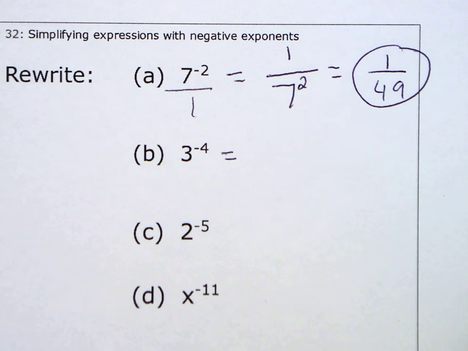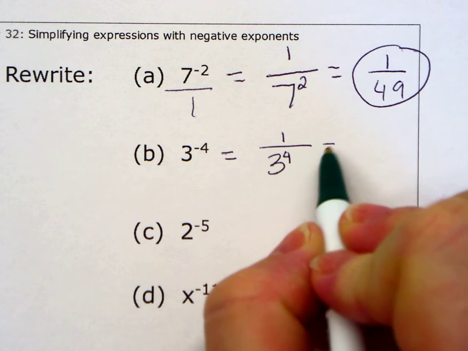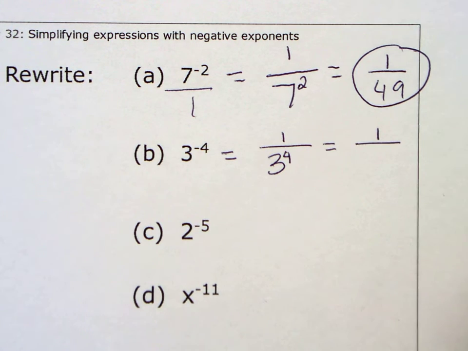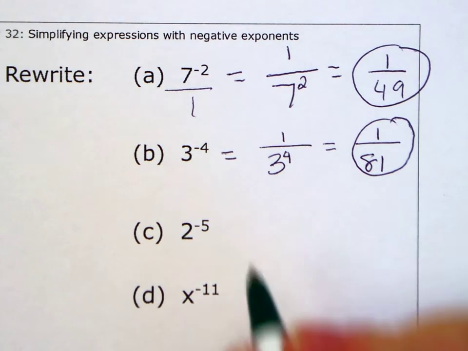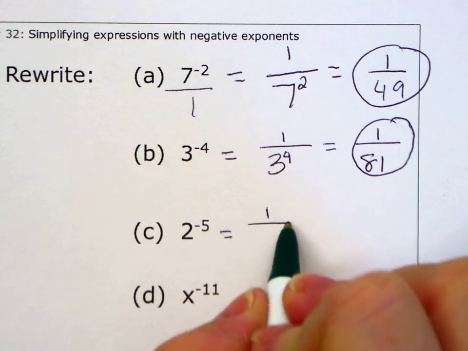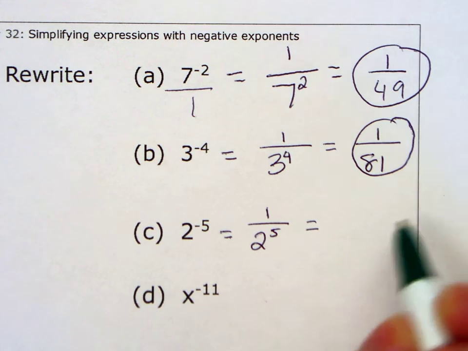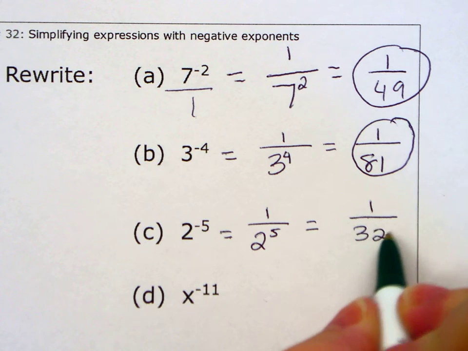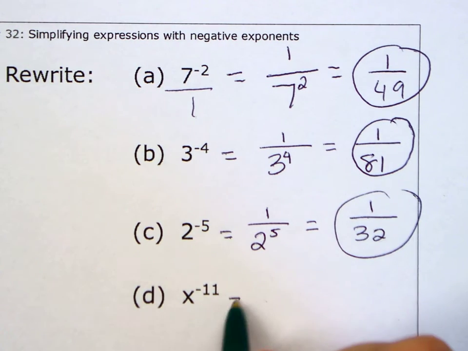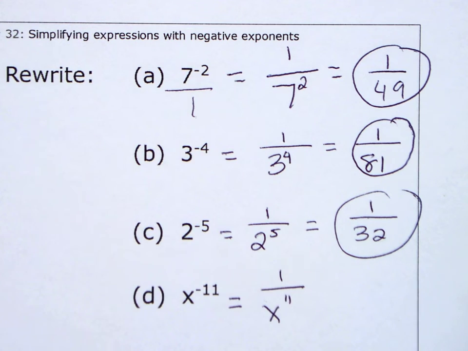Next one, same idea. 1 over 3, change the sign, to the fourth. 3 to the fourth, that's 9 times 9, which is 81. Okay. Next one. 1 over again, 2 to the fifth. We talked about 2 to the fifth the other day. Remember what it was? 32. And then the last one, 1 over x to the 11th. All right?